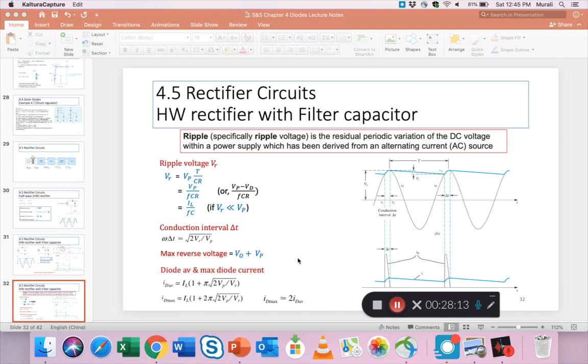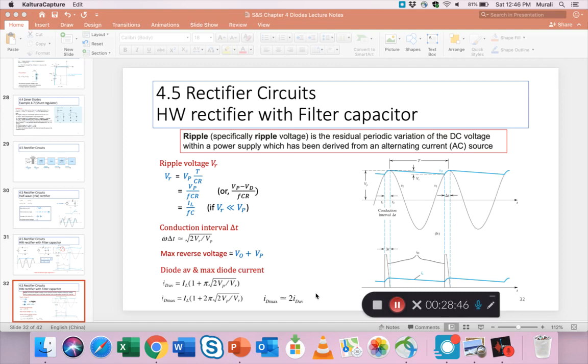Similarly, we have the diode average and maximum diode current. These are important, and they show up a lot in problems. But here's a formula for it. The diode average current is the load current times something. Similarly, the max current is also the load current times something. As a general rule, you can say that the maximum is twice the average. Okay.